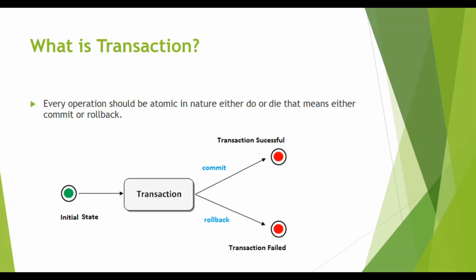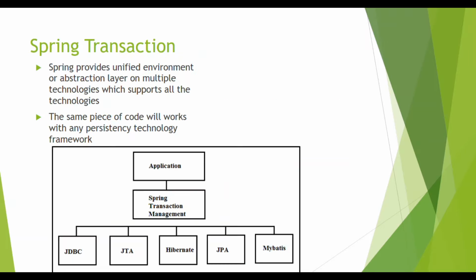There are multiple APIs or libraries available in Java which support transactions, but Spring provides an abstraction layer on top of them. Let's say there are different libraries or APIs, like JDBC, JTA, Hibernate, JPA, or MyBatis. Spring is the abstraction layer on top of all.